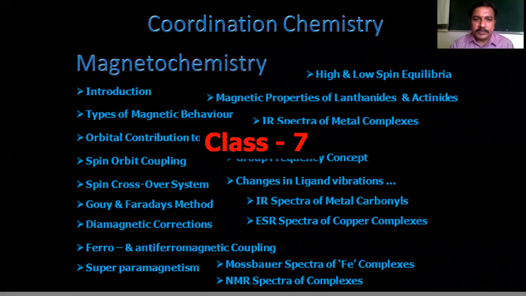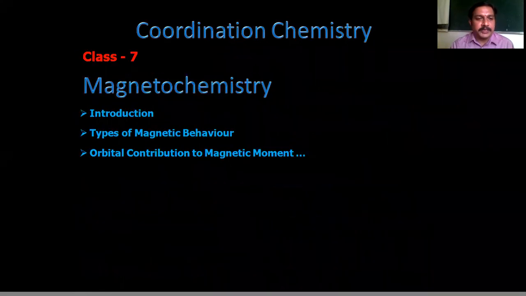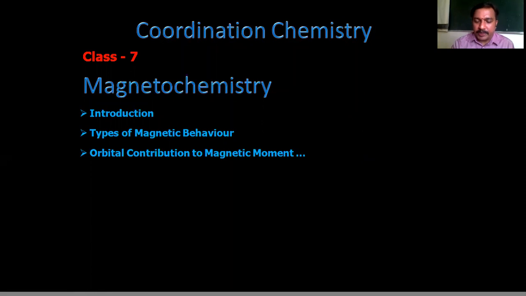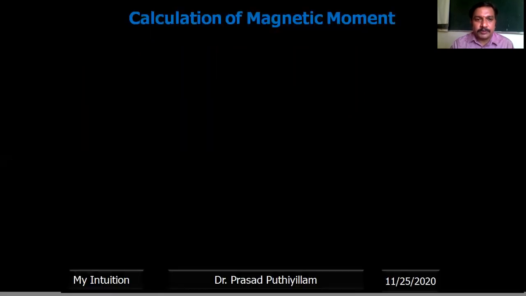Continuing my classes on coordination chemistry, that is magnetic properties of coordination compounds. In the previous class, I explained the orbital contribution to magnetic moment. It's a continuation of that: how to calculate the magnetic moment, mainly the spin-only magnetic moment of coordination compounds.